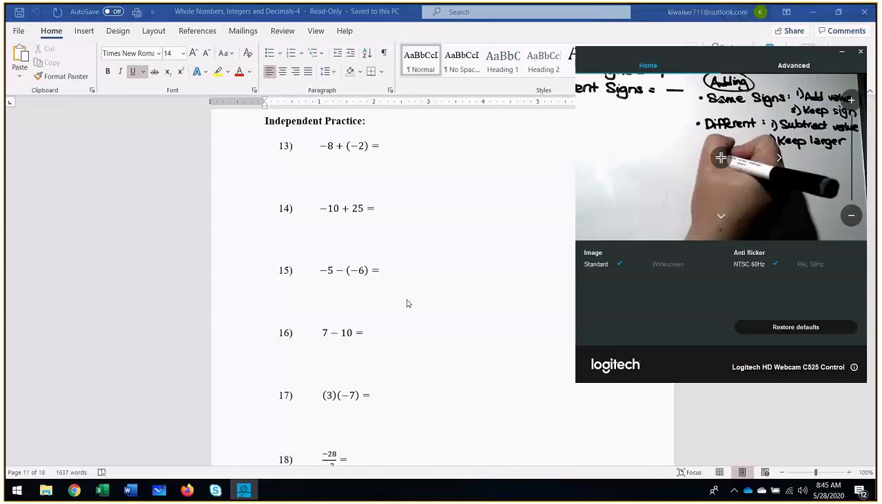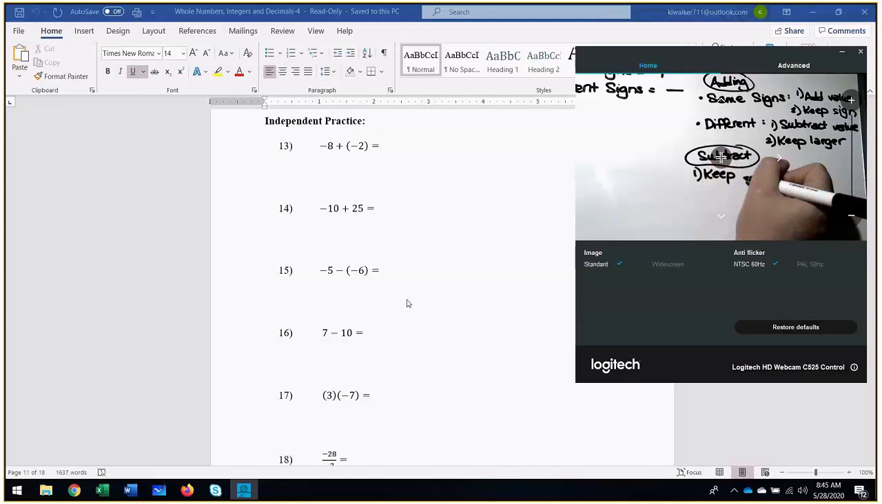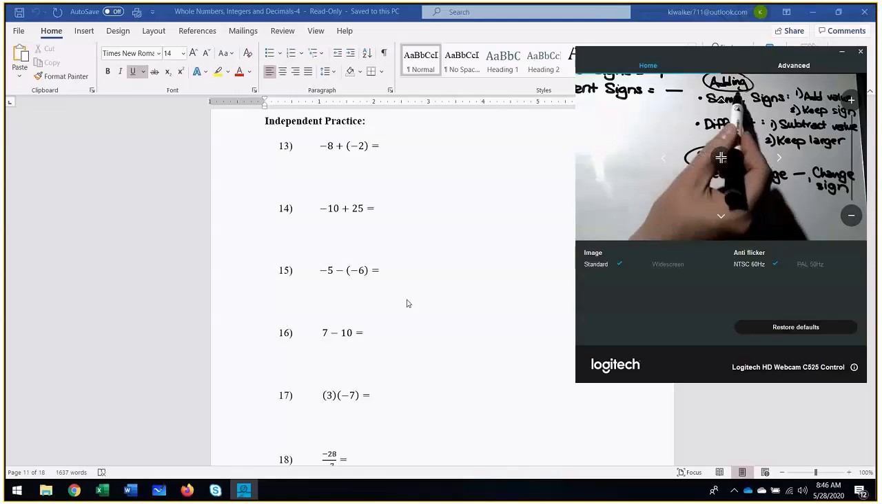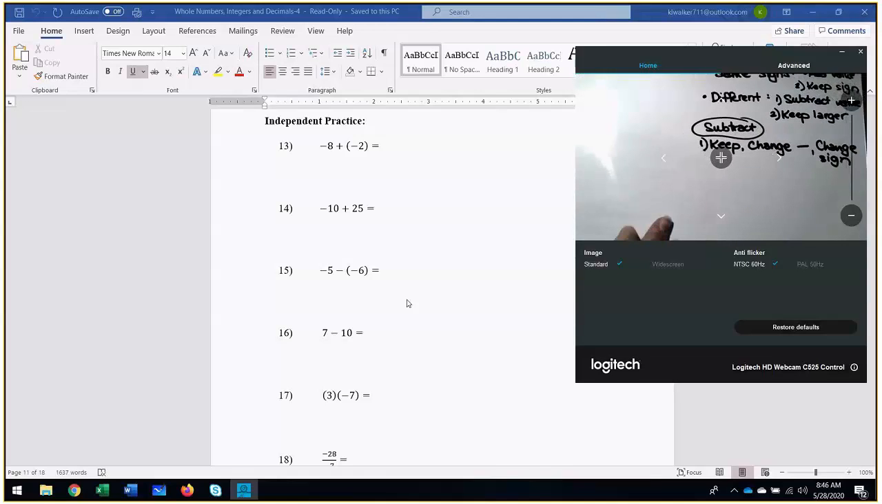And then as far as subtracting goes, it's keep the first number, change your minus, change your sign. Once you do that, you change your minus to a plus, you'll have addition, and then you can go back up and use these 2 rules again. And that way you don't have to keep track of another 6 rules. That's just too much stuff to memorize, in my opinion.